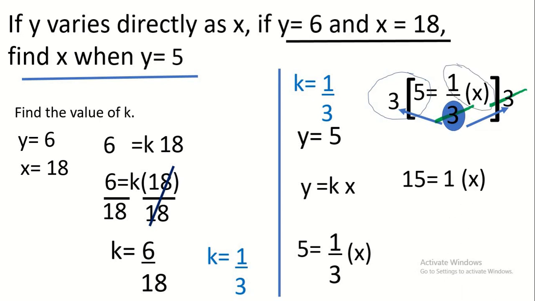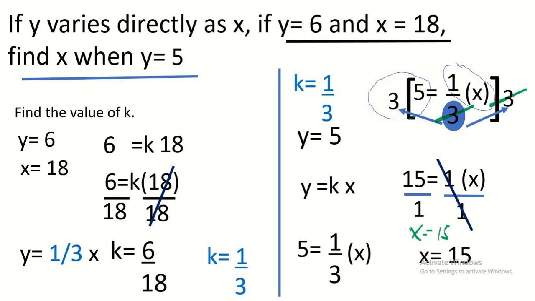Isama ko pa si 1x, pero pwedeng hindi na, kasi yun na rin naman yun, no? Kapag may 1, pwedeng hindi nyo na gawin. So, idirekta nyo na x is equal to 15 na kaagad. Okay? So, our equation of variation is y is equal to 1/3 x. Remember, our constant of variation is 1/3, kaya ganyan ang equation of variation natin.